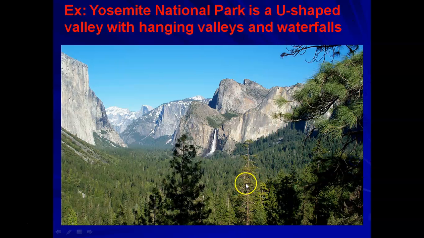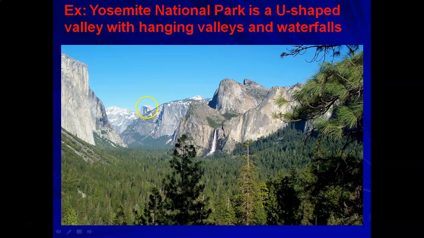And in Yosemite National Park and the Sierra Nevadas, they were definitely glaciated during the Pleistocene. And this is Yosemite Valley, all right, and it's a U-shaped valley. And today the Merced River is flowing in this valley. It's a misfit river, flowing in a U-shaped valley.